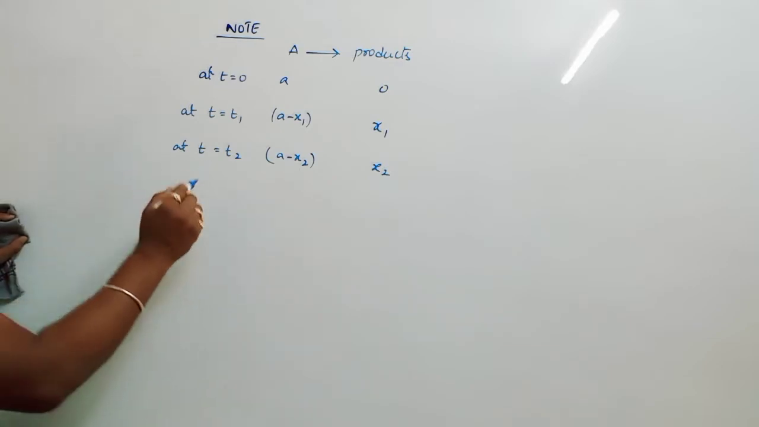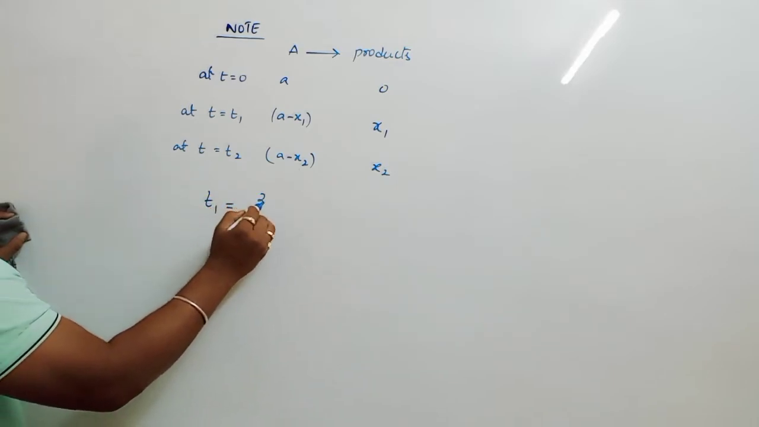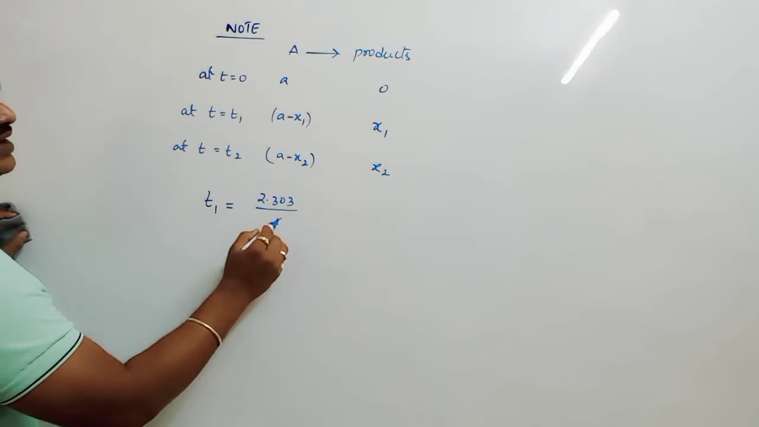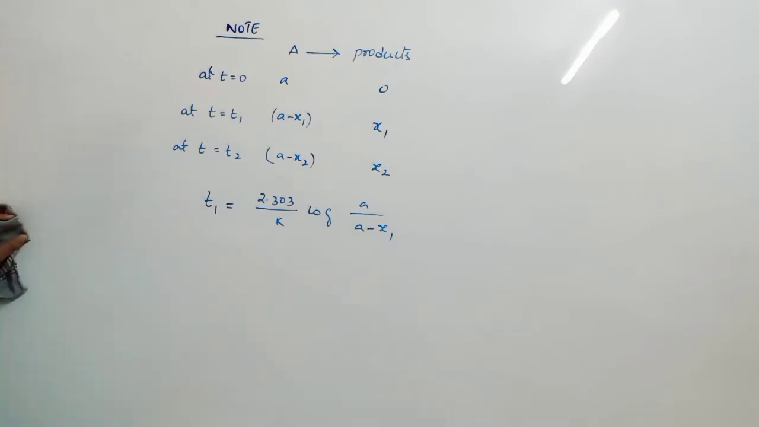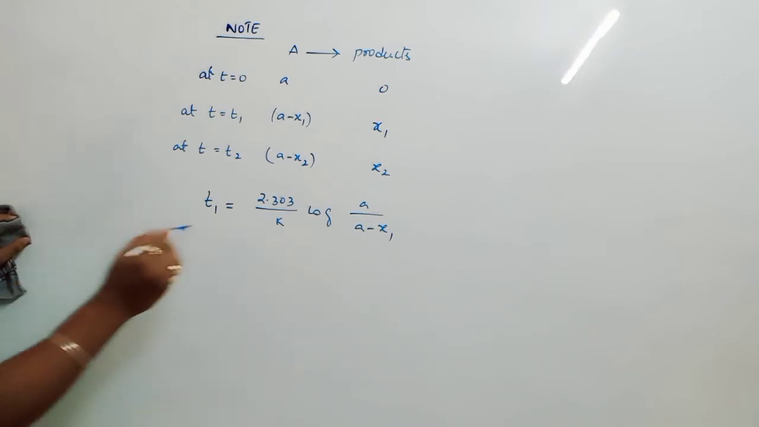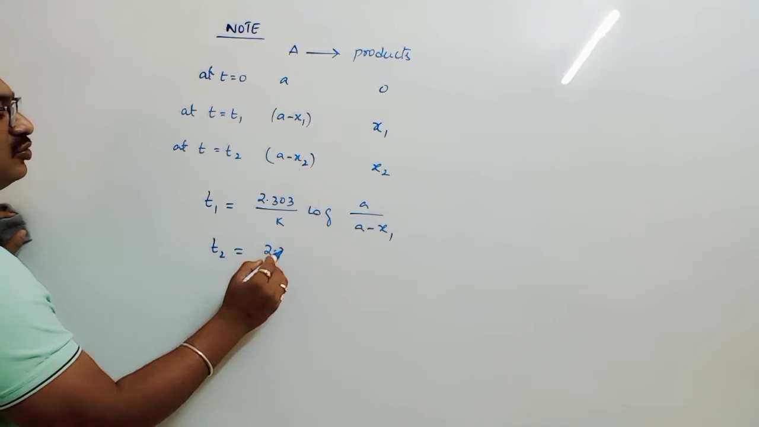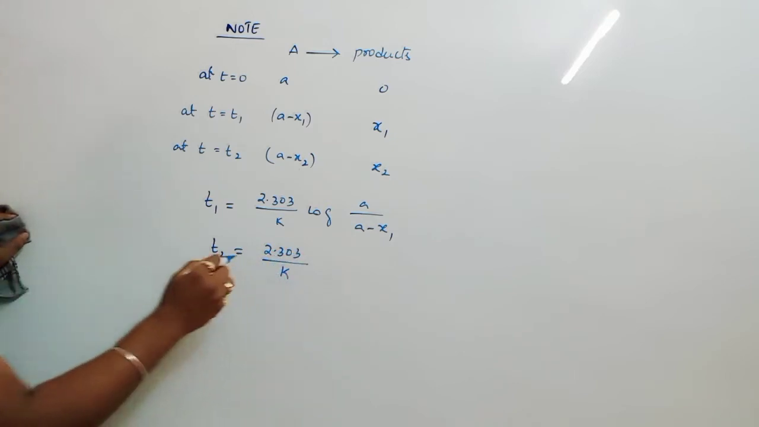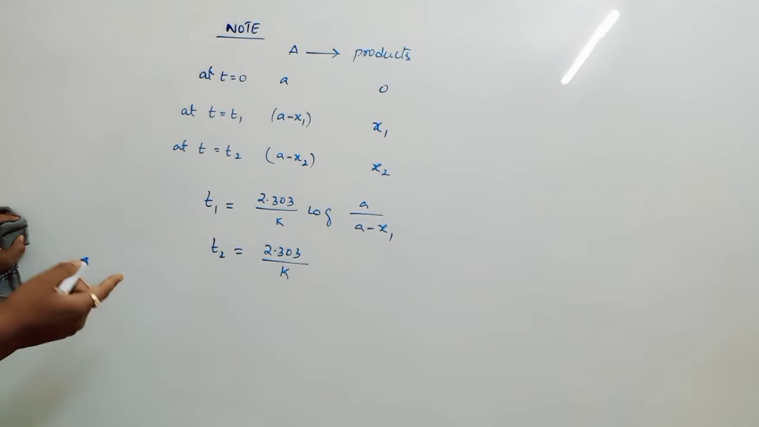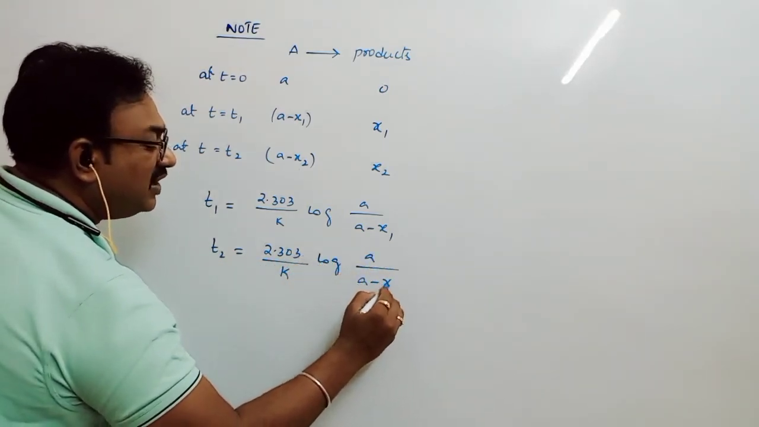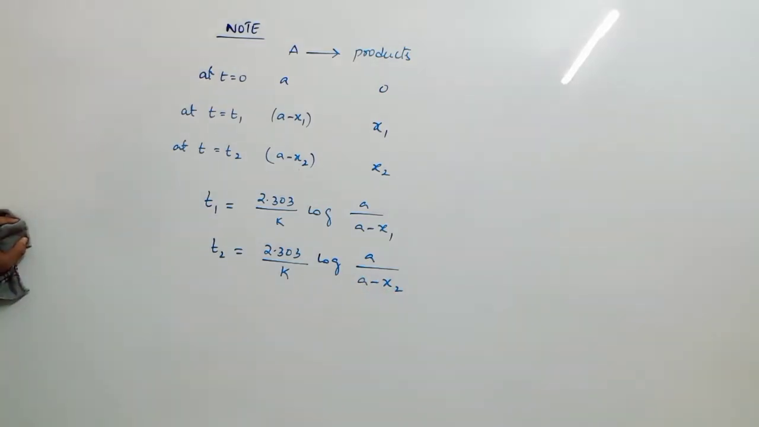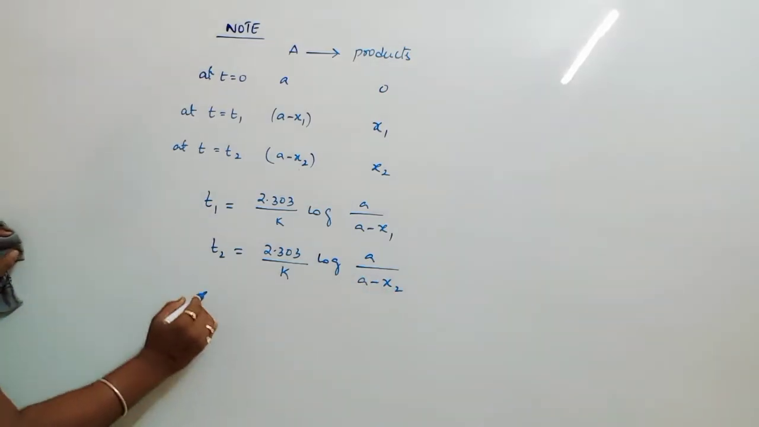Okay. Then what is T1? T1 is equal to 2.303 by k log a by a minus x1. Now T1 is equal to 2.303 by k log a by a minus x1. What will T2 be? T2 is equal to 2.303 by k, because the rate constant is the same in both, the rate constant is always the same, and the initial concentration is a, so a minus x2. So you have understood up to here.